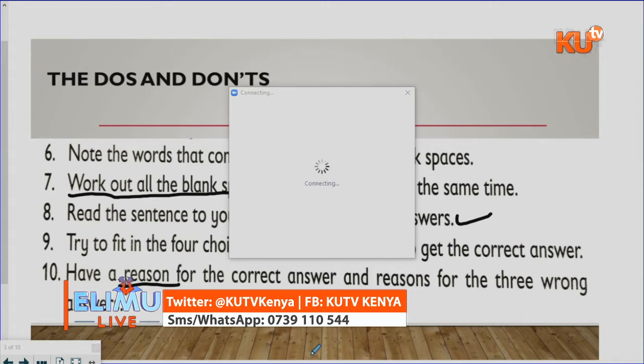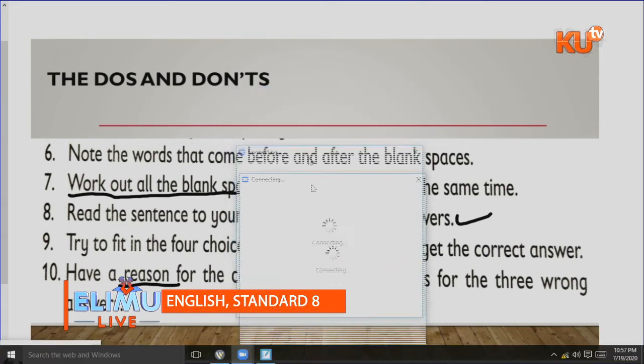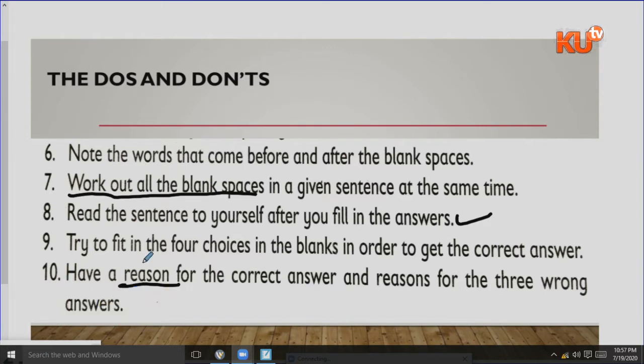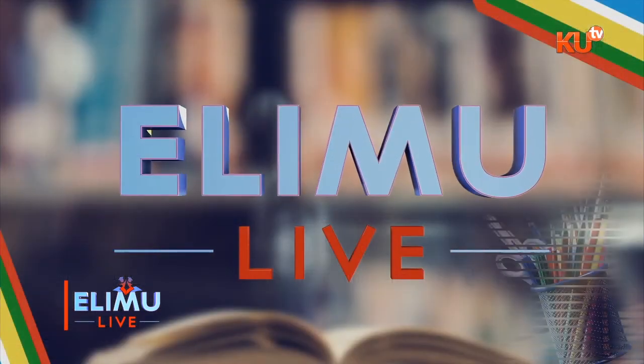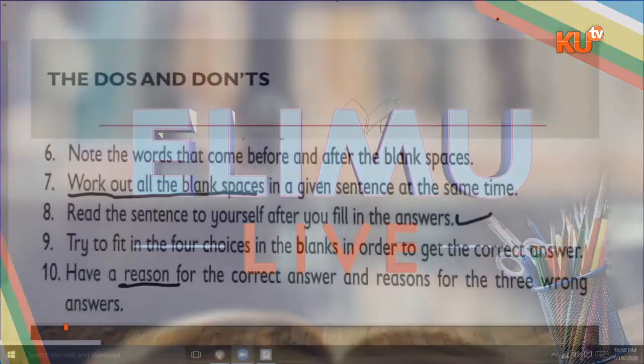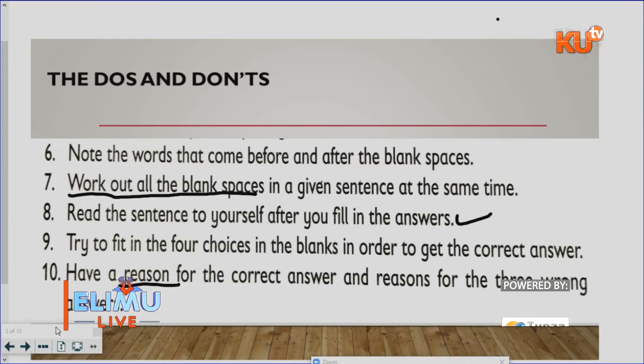All right. So next is mark your correct answers on the questions. So, how do you do that? After you have filled the answer that you have settled on, then you have to write it in your passage or in your blank space.